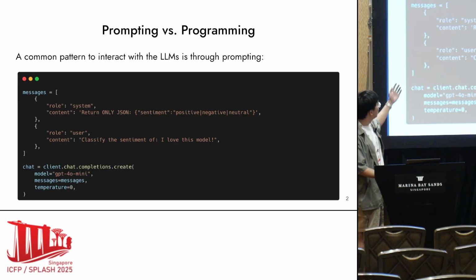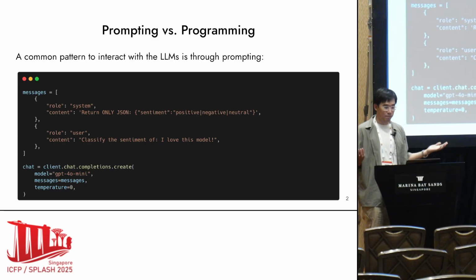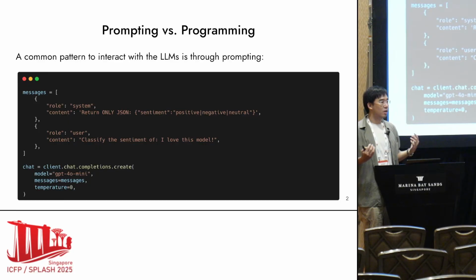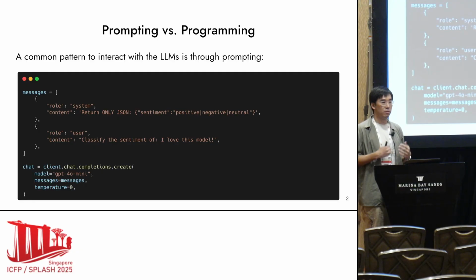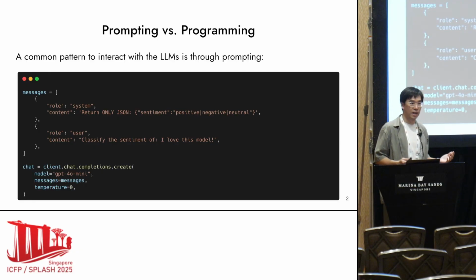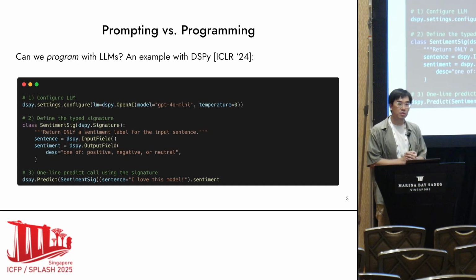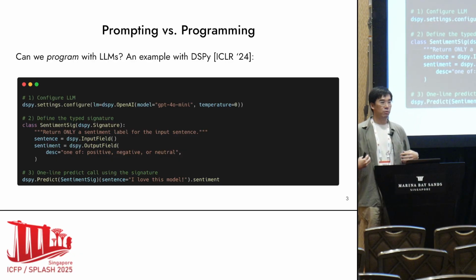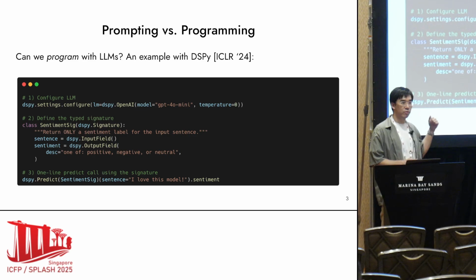And here the user prompt says to just classify this sentiment, given as an input to the language model. Very simple, right? But this way of programming a language model is not robust. It's also not very rigorous for specifying the interaction with language models. One way to improve that is to shift the perspective. Instead of simply prompting the language model, can we program the language model? One way to do this is the DSPy framework.